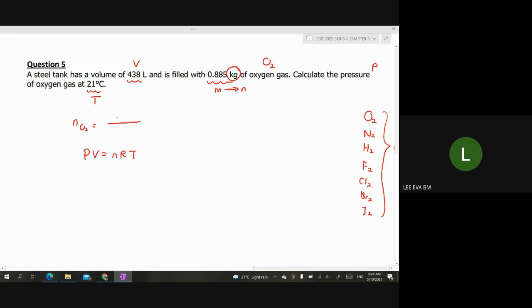So anyhow, you need to convert this kilogram into gram. So kita kira lah. Okay, masukkan formula dulu. So 885 gram, because 0.885 kilogram equals 885 gram, divided by, what is the molar mass of oxygen? 32. 2 times 16, because we have O2, you need to times 2. So gram over gram per mole, you will get your answer in the units of mole. So try to calculate this one. Let me know what's your answer.